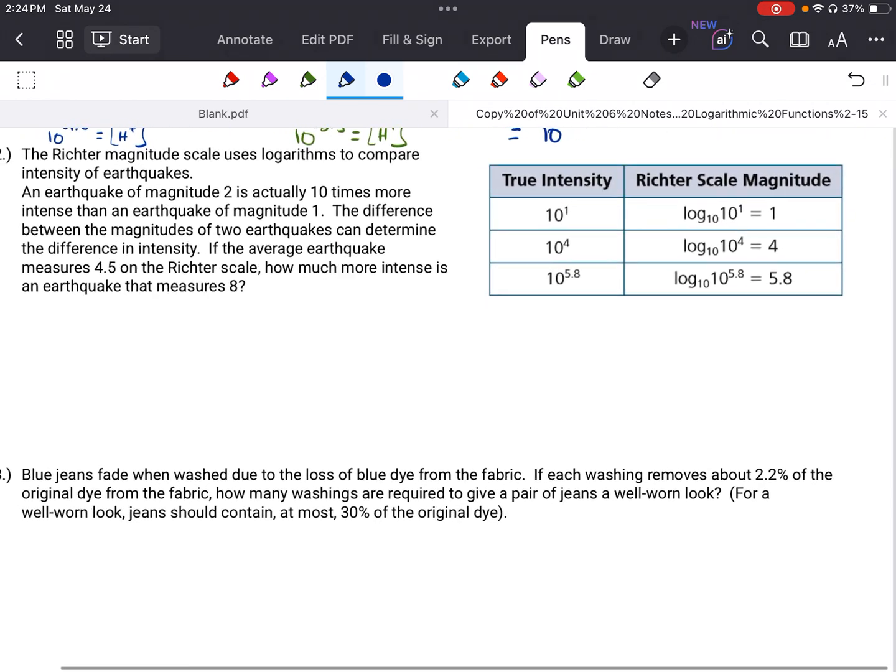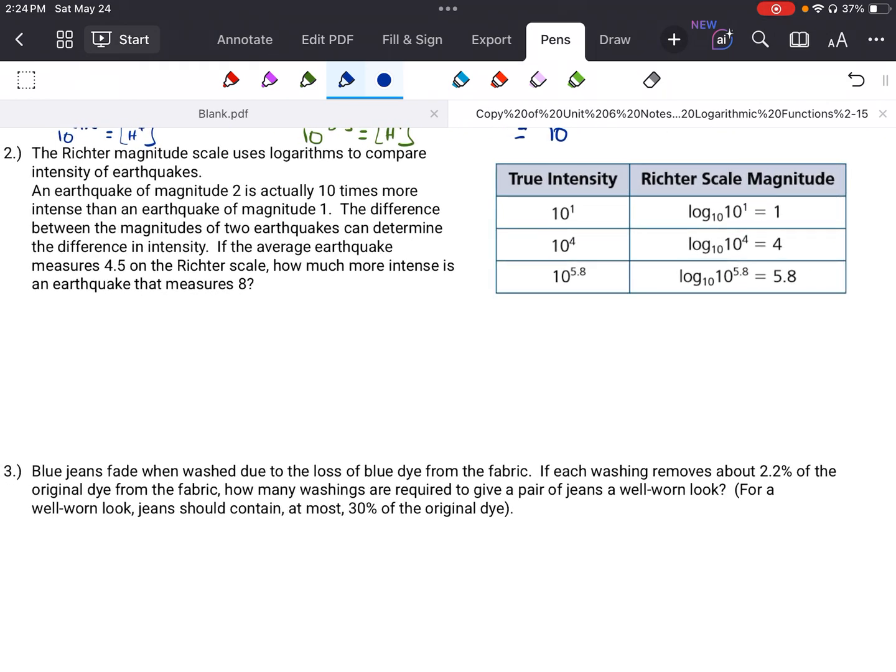Okay, done with pH. Now we're going to look at earthquakes. The Richter magnitude scale uses logarithms to compare the intensity of earthquakes. An earthquake with magnitude 2 is actually 10 times more intense than an earthquake of magnitude 1. The difference between the magnitudes of the two earthquakes can determine the difference in intensity. If the average earthquake measures 4.5 on the Richter scale, how much more intense is an earthquake that measures 8?